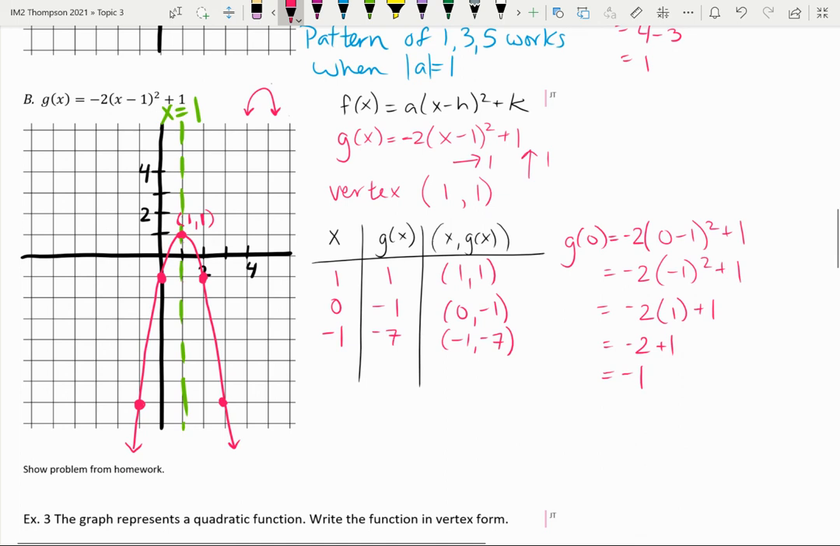Now, if we go back and look at this pattern, you'll notice that the distance between the vertex and the next point is 2, and the next distance is 6. That's just double what it would be if I had 1, 3, 5, right? If A is 2, then I double it, I double it, I double it. So you can see a distance here of 2 and a distance here of 6.